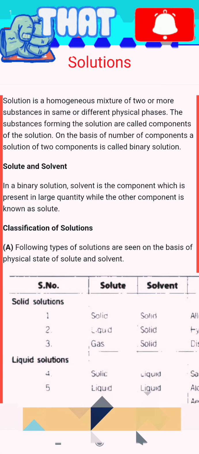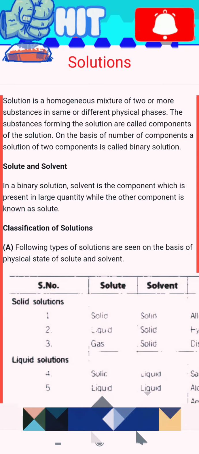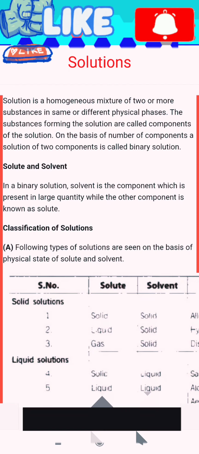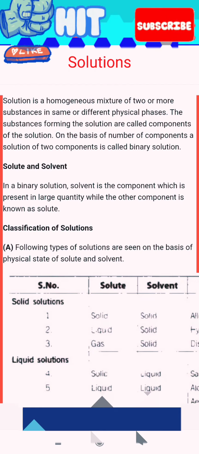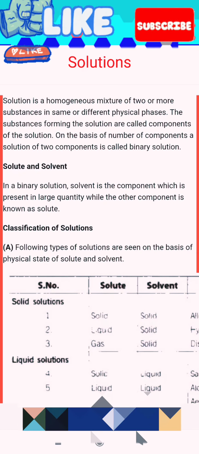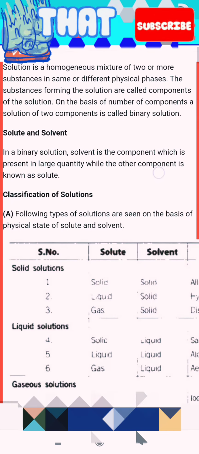Solute and solvent. Solution is equal to solute plus solvent. Solute of any binary solution is in less amount and solvent is in high amount. Solvent is a component which is present in large quantity while solute is in a less quantity.